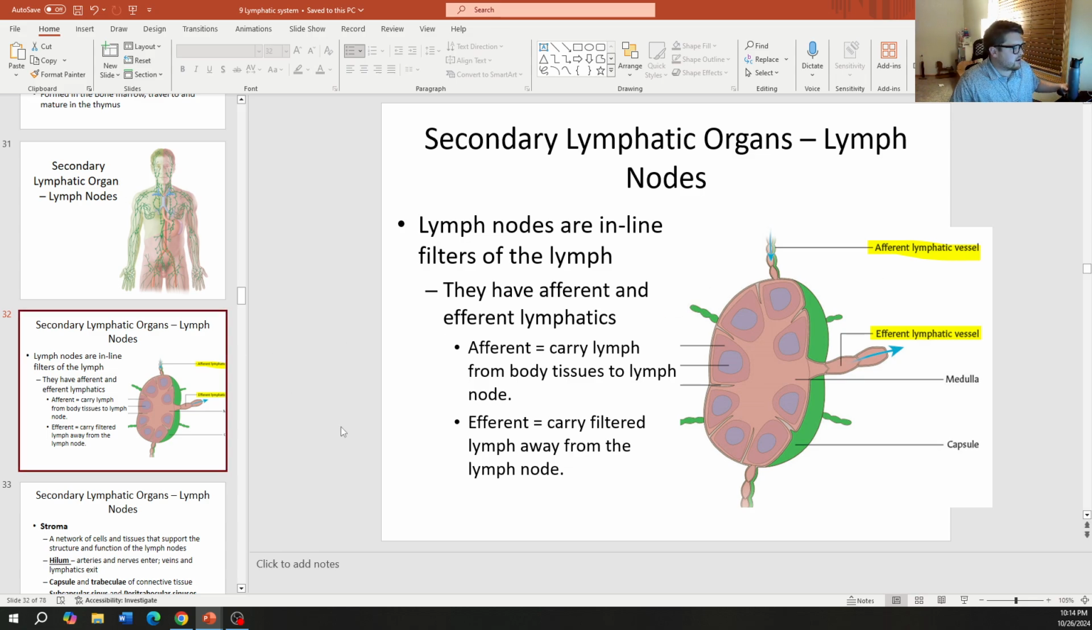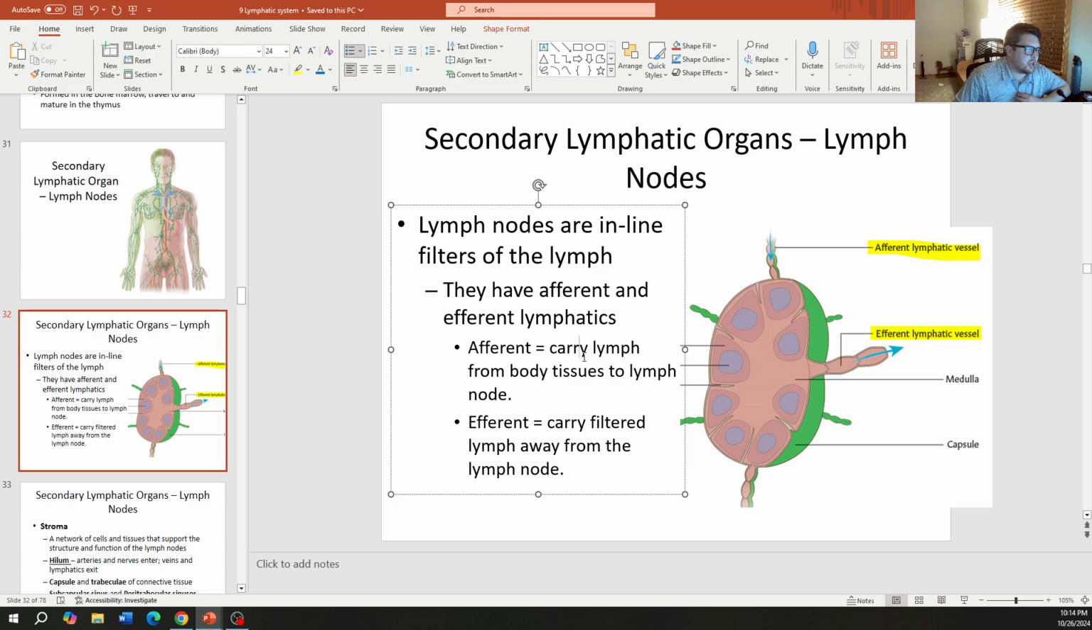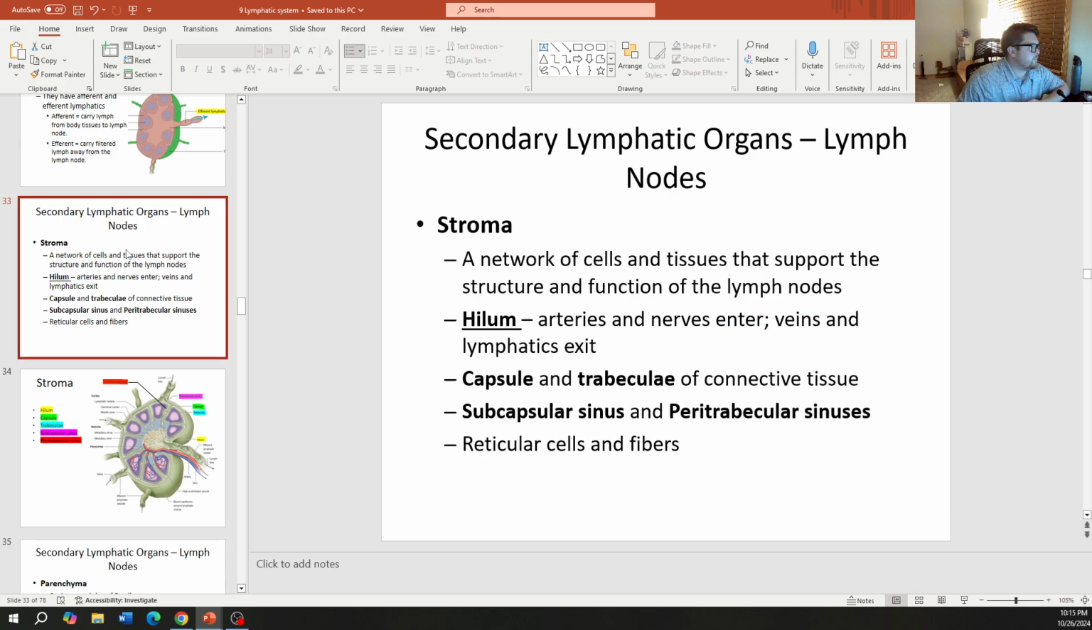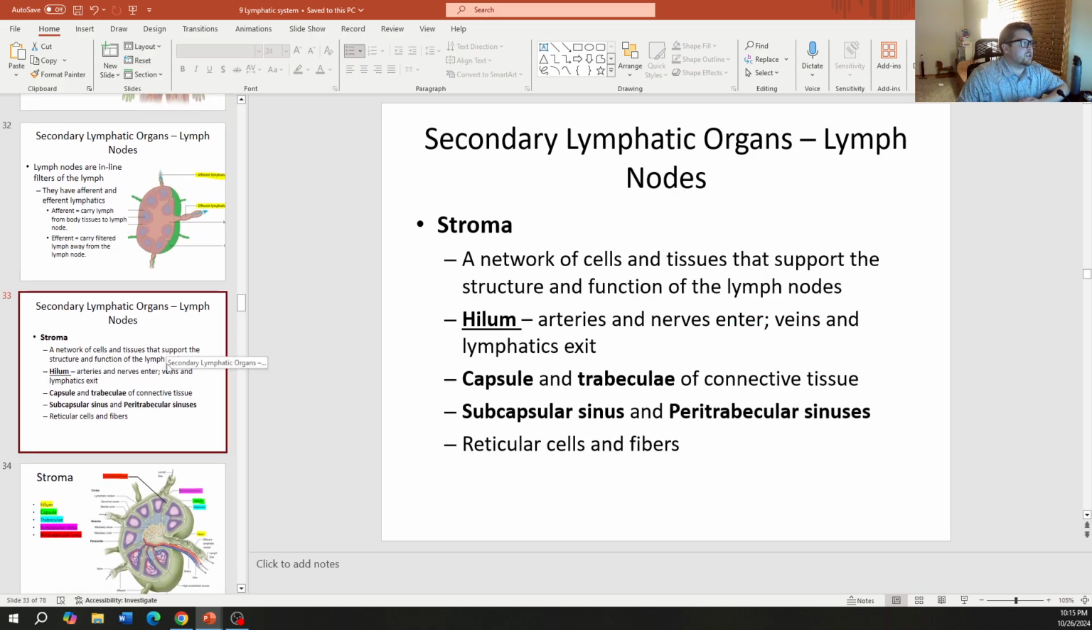Of course, we have afferent and efferent vessels, or afferent and efferent parts coming into and out of the node. Always remember those words. Afferent is carrying it towards something. Efferent is carrying it away from something. Remember, we always talk about the two different things: we talk about stroma, we talk about parenchyma.